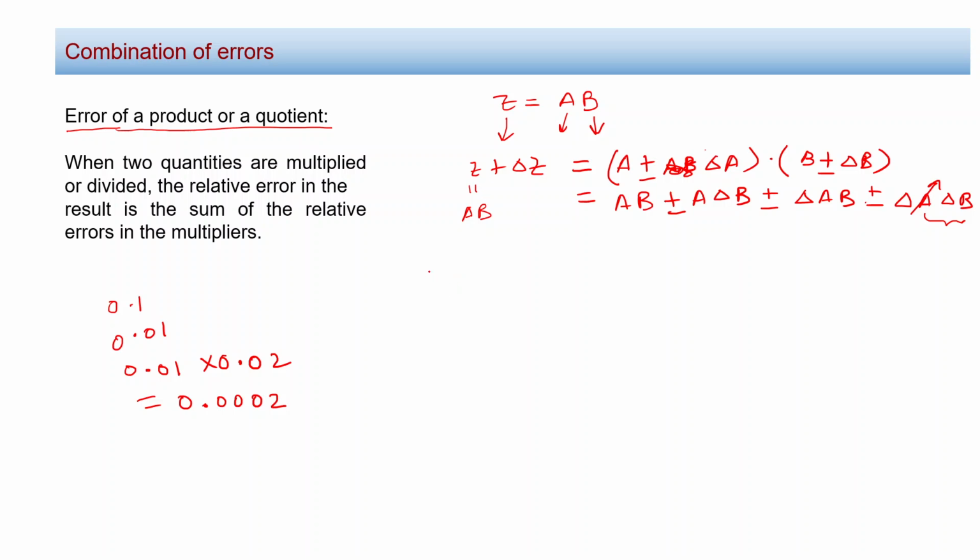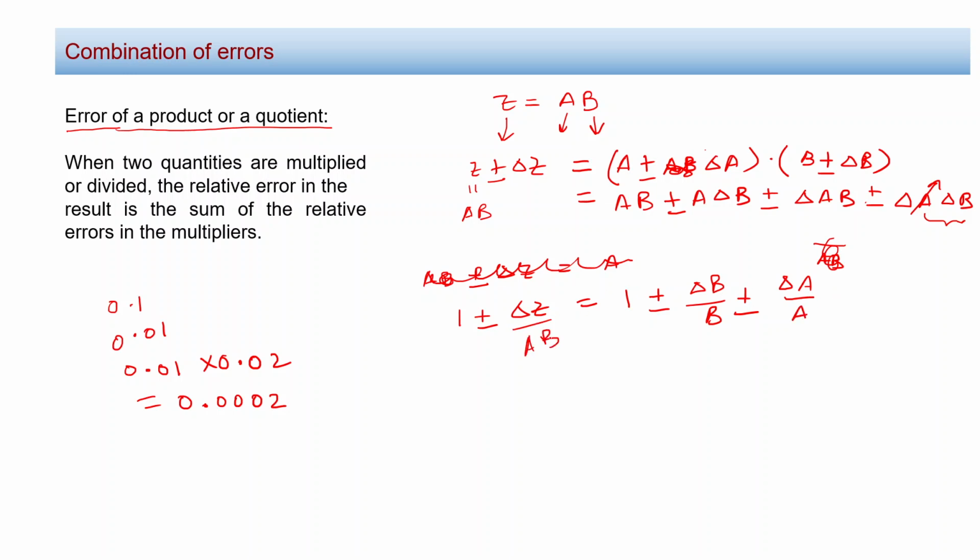So substituting that, we get AB plus minus delta Z equals AB plus minus A delta B plus minus B delta A. Now I am dividing this whole equation on both sides by AB. Then I get 1 plus minus delta Z divided by AB, which is 1, and when I divide A delta B by AB, A gets cancelled and I get delta B by B. Similarly, dividing B delta A by AB, B gets cancelled and only delta A divided by A remains.